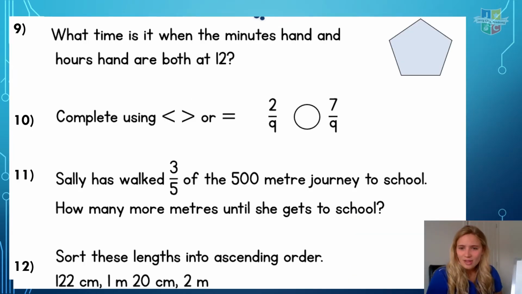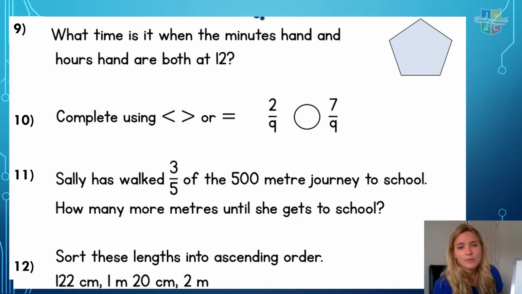Okay, so now can you have a go at telling me what the shape is at the top? Then on number 9, what time is it when the minute hand and the hour hand both point to the 12? Now, for an extra point here, you could tell me what it would be as AM and what it would be as PM. Then complete the sentence using less than, greater than, or equal to. So to put it in the middle, if you need to draw it, please do.